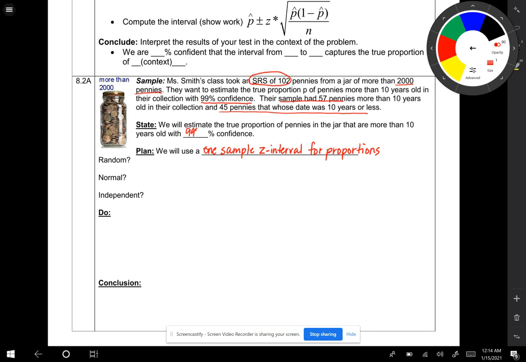Okay, so is it a random sample? You can't just say, yes, it is. So state in context where you see it. So our sample was random. It says right there, I circled it. So simple random sample of 102 pennies.